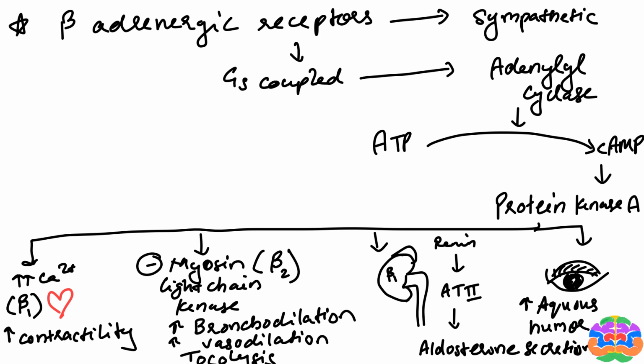Next, it acts on the kidney beta 1 receptor by activating renin, which activates angiotensin 2, which releases aldosterone, which helps to regulate blood pressure, sodium potassium levels, and blood pH. Last, it acts by increasing aqueous humor secretion in the eye.